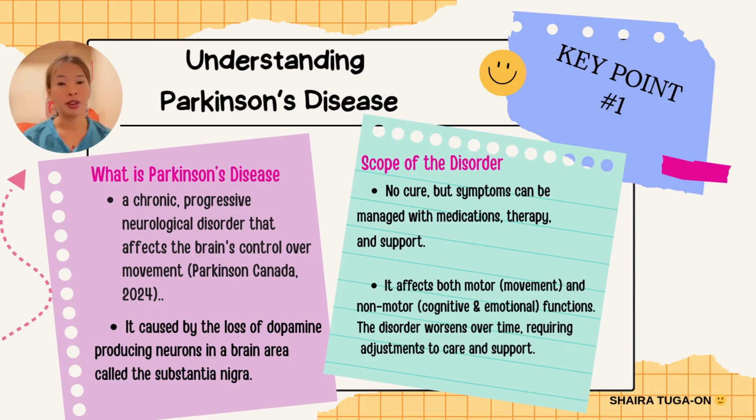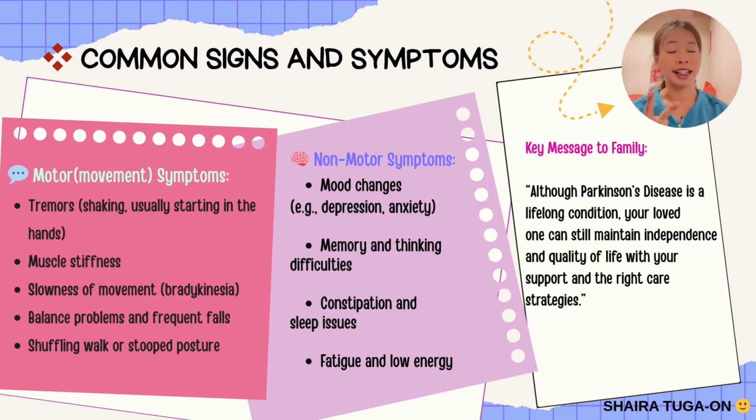So the symptoms progress over time, often starting gradually and worsening. Meaning when a person has Parkinson's disease, the symptoms don't appear suddenly or all at once, but rather they begin mild or barely noticeable and then get worse little by little over time. So it can affect both movements and cognitive functions. There are two common signs and symptoms, which are the non-motor symptoms and motor symptoms.